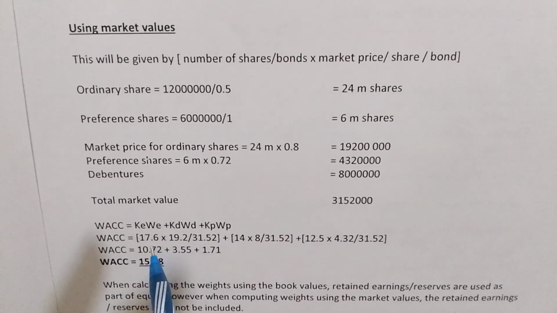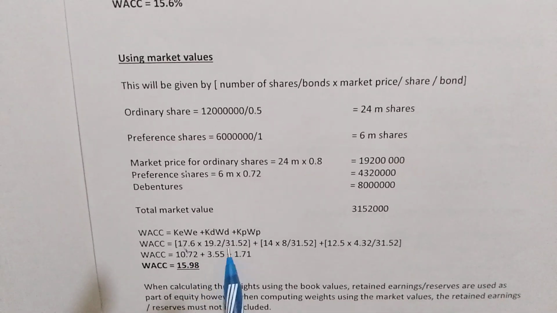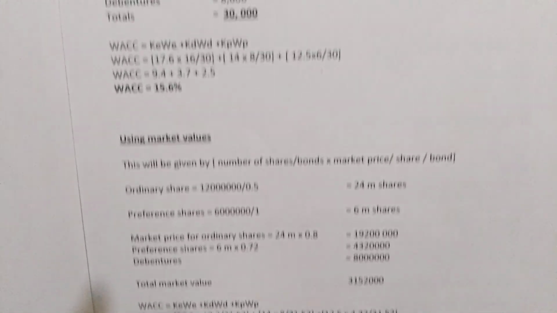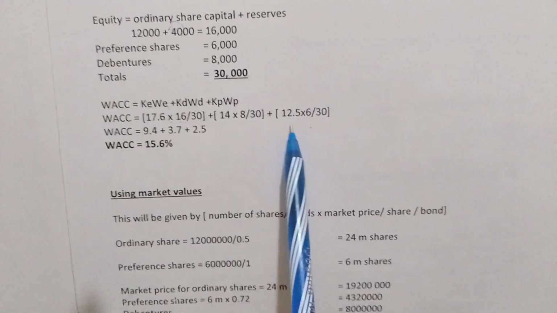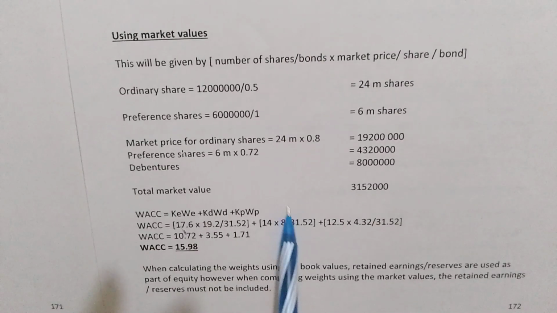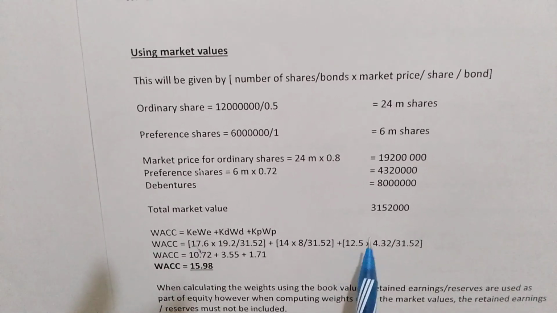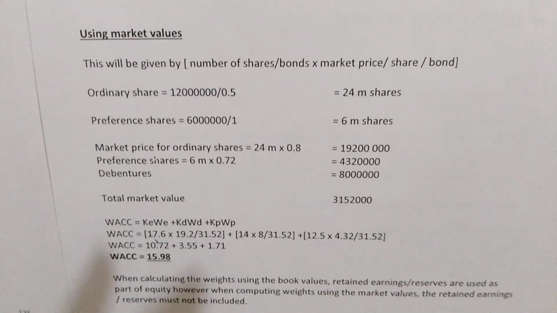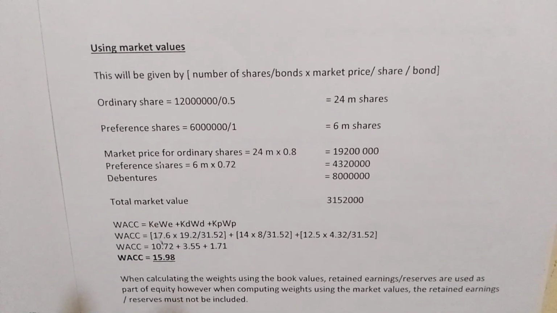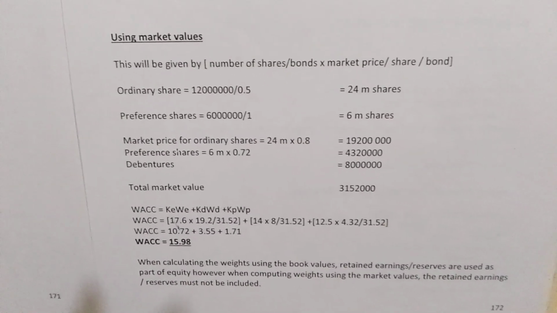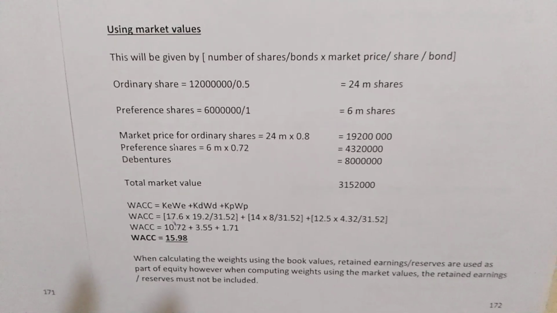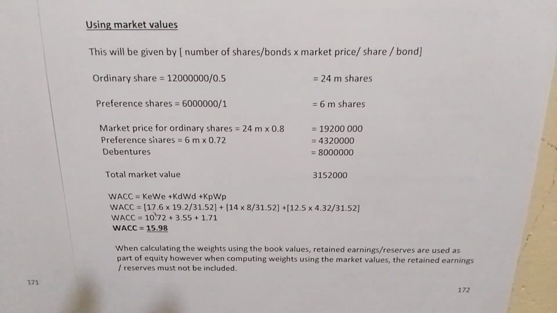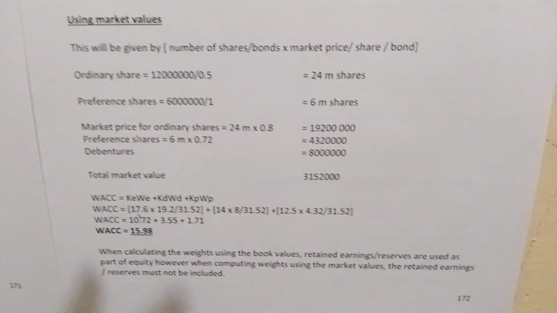So cost of equity will be 17.6, just as in the previous year, 17.6. Cost of debt, we got 14. It will not change. These don't change. And cost of preference shares, 12.5. The only thing that will change is the weight. Since ordinary shares are selling at 0.8 in the market, to get the market price for the total ordinary shares, you multiply the number of ordinary shares that you have times the price in the market.